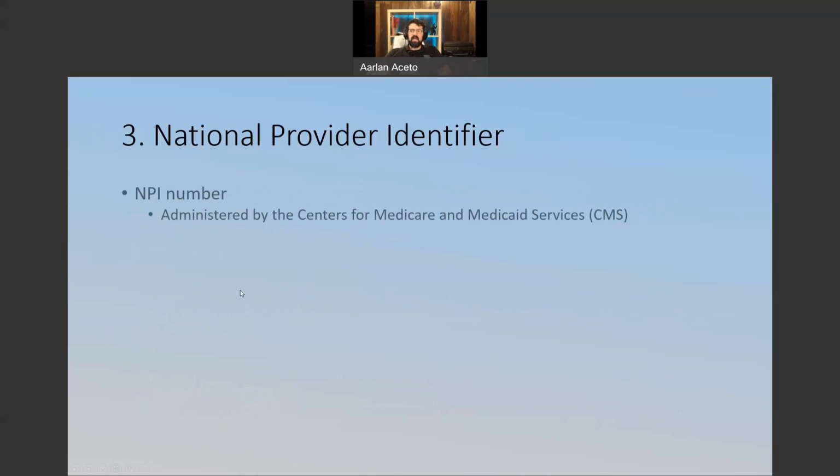So what's an MPI? An MPI number is administered by the Centers for Medicare and Medicaid Services, or CMS. There's two types. There's your personal and your group. Your personal is when you apply. I actually have one as a licensed optician.